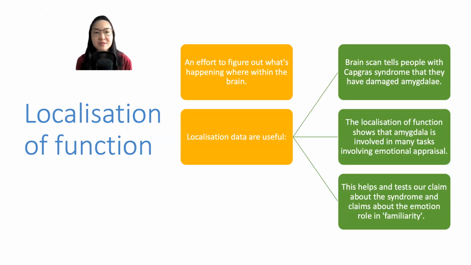Localization of function. It's an effort to figure out what's happening where within the brain. Localization data are useful because brain scans tell us that people with Capgras syndrome have a damaged amygdala. The localization of function shows that the amygdala is involved in many tasks involving emotional appraisal. This helps test our claim about the syndrome and claims about the role of emotion in familiarity.